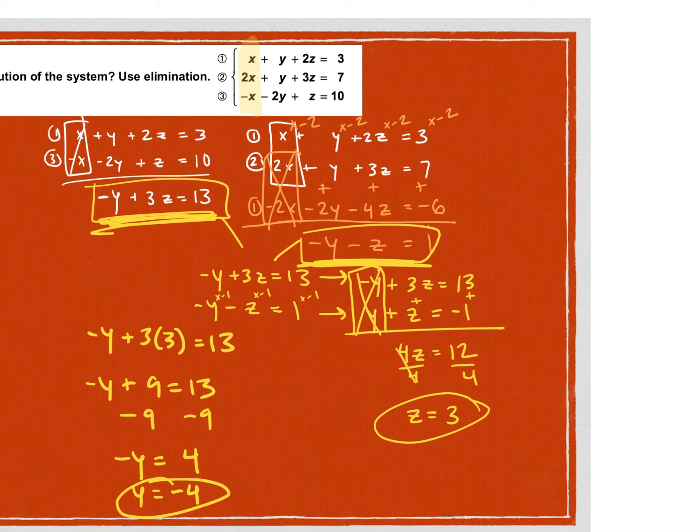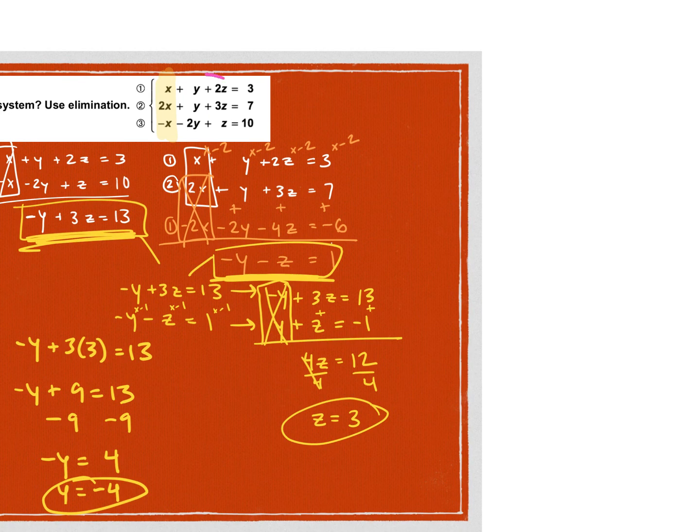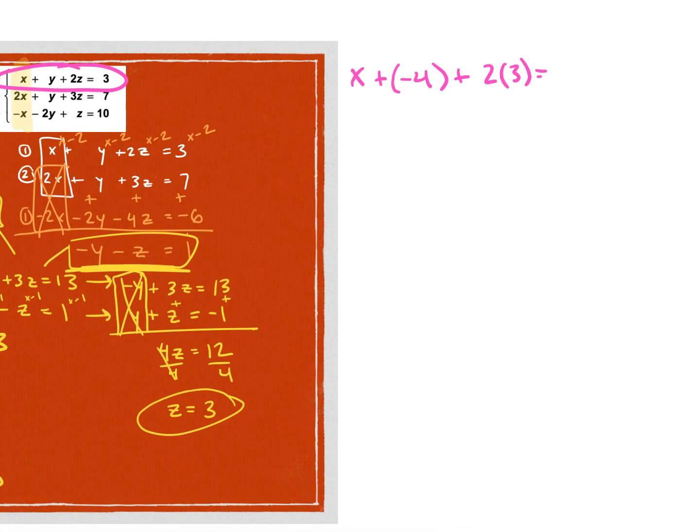Now how can I find x? Plug y and z into one of the equations. Which equation? The first one. I can plug it into the original, any one of the first three, to find what x is. So I have x plus, what's y? Negative 4. Plus, what's z? 3. So plus 2 times 3 is equal to 3. So this is x minus 4 plus 6 is equal to 3.